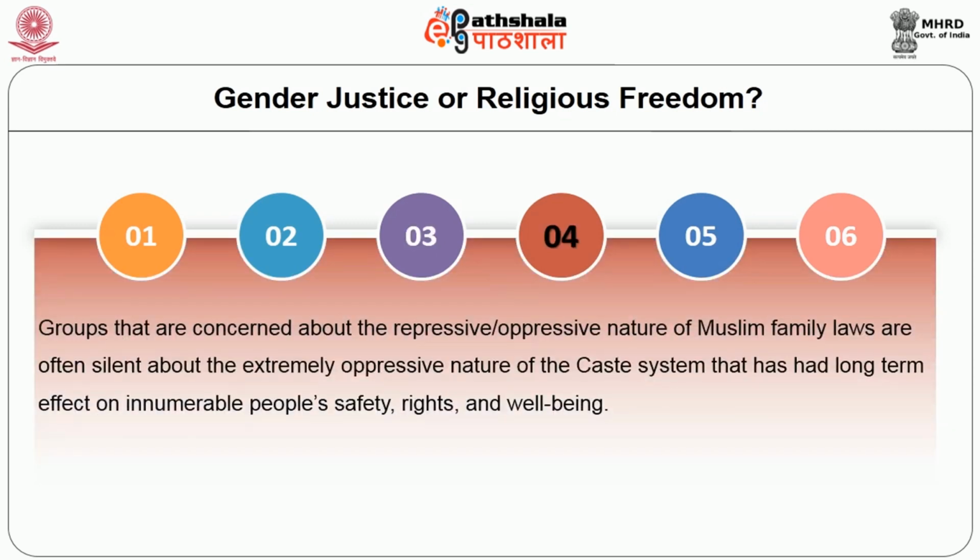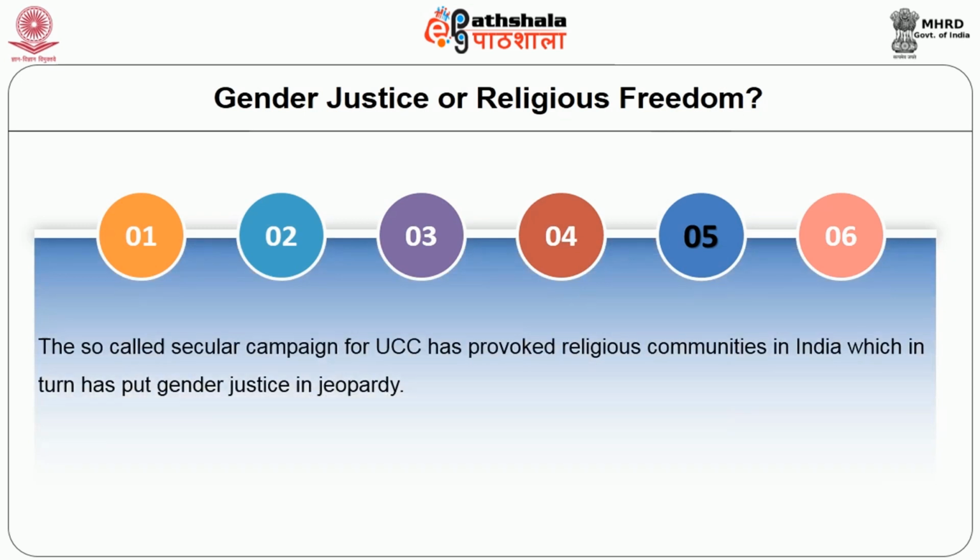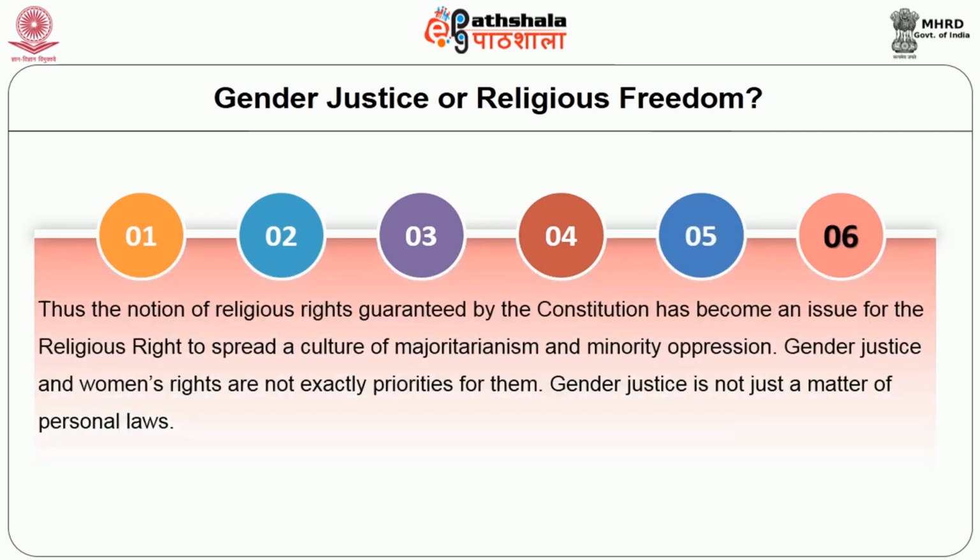Groups that are concerned about the regressive, oppressive nature of Muslim family laws are often silent about the extremely oppressive nature of the caste system that has a long-term effect on innumerable people's safety, rights and well-being. This so-called secular campaign for UCC has provoked religious communities, which in turn has put gender justice in jeopardy. Thus, the notion of religious rights guaranteed by the Constitution has become an issue for the religious right to spread a culture of majoritarianism and minority oppression. Gender justice and women's rights are not exactly priorities for them.